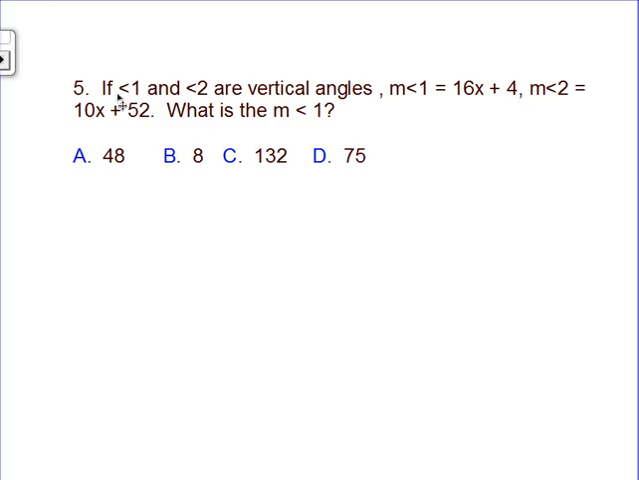For number 5, I'd like you to try this problem. Okay, so for this one you should have gotten 132 as your answer. To get 132, since they're vertical angles, you should have set angle 1 equal to angle 2. When you solve for x, you get x is equal to 8, but that's not the answer to the question. The question is, what's the measure of angle 1? So you have to substitute 8 back into the measure of angle 1 to get your answer.